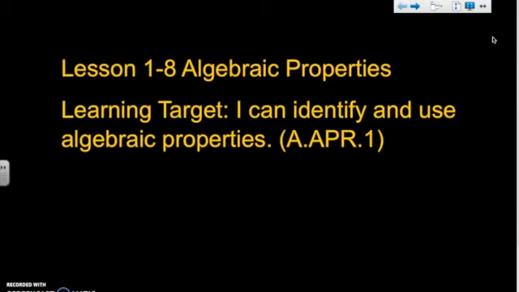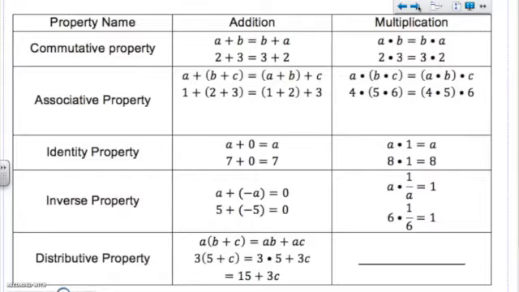This lesson will be over algebraic properties. Our learning target for today is I can identify and use algebraic properties. It's not a whole lot to the notes today. We're going to mainly focus on these properties in this chart that you see here. You'll notice we have two different operations that we're going to be focusing on today. We're going to be focusing mainly on addition and multiplication today, and you can see those indicated in our chart up here. Addition and multiplication.